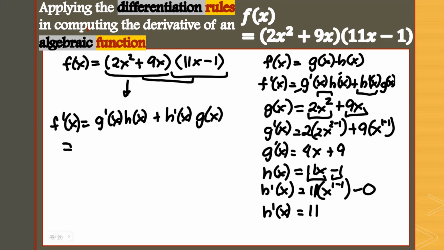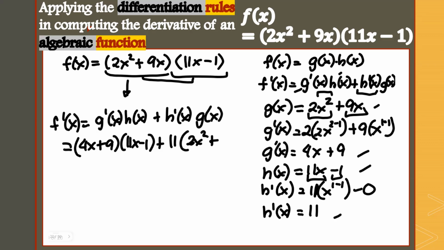So simply substitute g prime of x, or the first derivative of g, which is 4x plus 9, times your original h of x here. You have here 11x minus 1, plus the derivative of h of x, which is 11, times your g of x originally, 2x squared plus 9x. So simply try to combine all of them. This will need you to use the FOIL method or a product of two binomials.